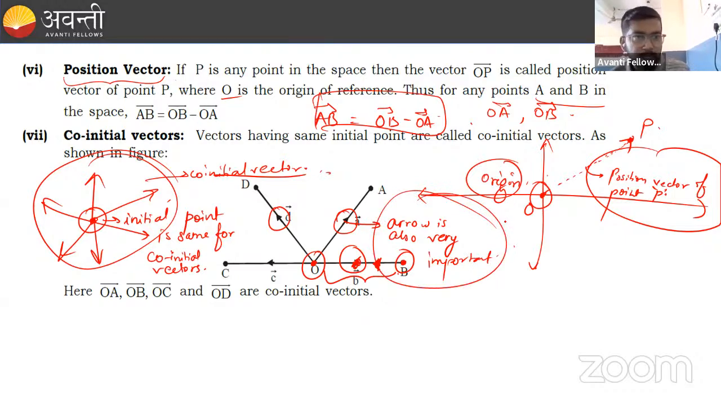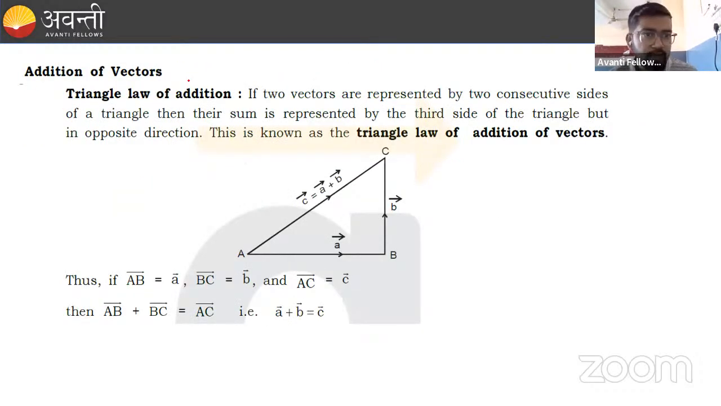So let's move ahead and see addition of vectors. Vector addition can be done in some ways. Triangle law of addition is one of the ways. So what does the triangle law of addition say? If two vectors are represented by two consecutive sides of a triangle, then their sum is represented by the third side of the triangle but in the opposite direction. This is called the triangle law of addition of vectors.